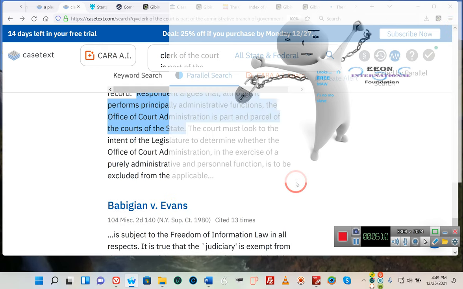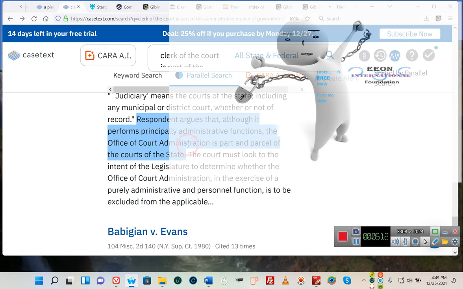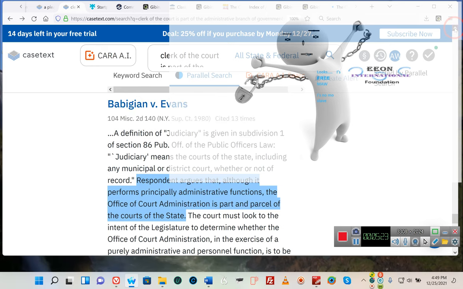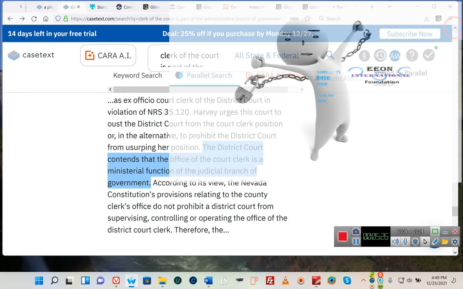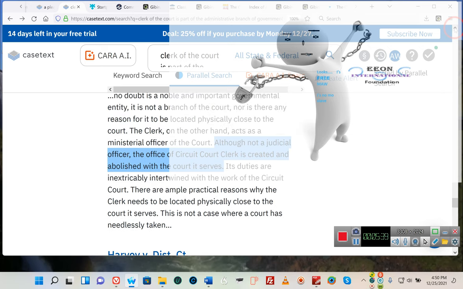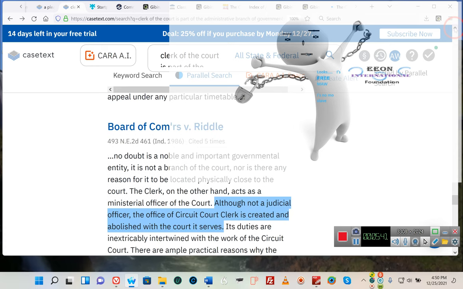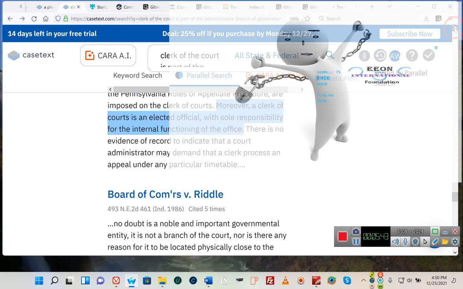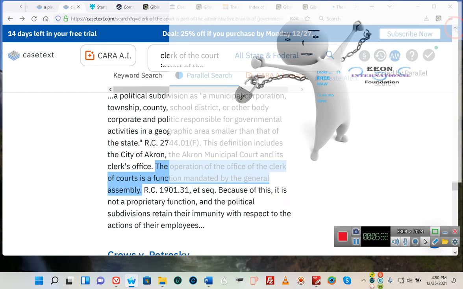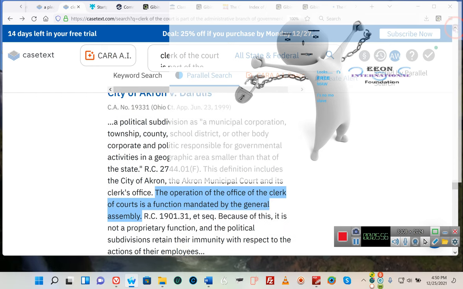Not the office of the court. We don't want that one. Court administration functions, court of the state, don't want that one either. There is another one. Oh, they even got a definition for the judiciary. Ain't that interesting? Nope, not that one. Although not a judicial officer, the office of the circuit court clerk is created and established with the court it serves. No, it isn't. Hold on now. The clerk of the court is an elected official. The courts don't elect the person. Okay. Nope, not that one. That's how they're claiming it's created by Congress, and it ain't.